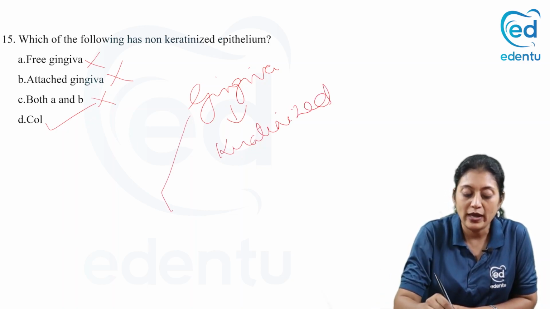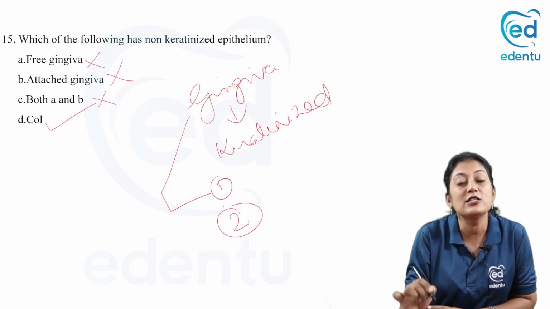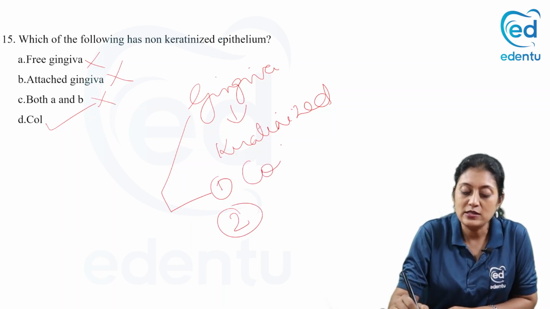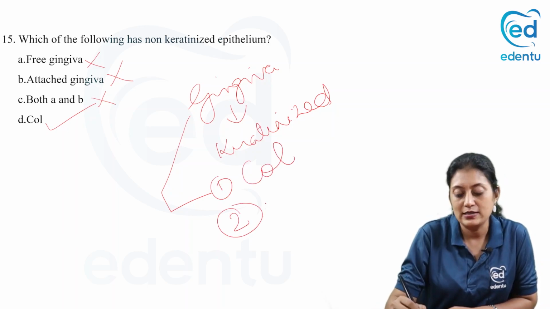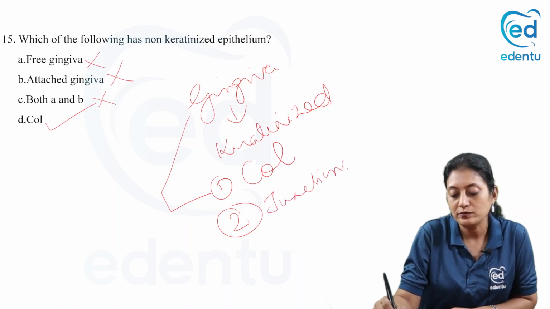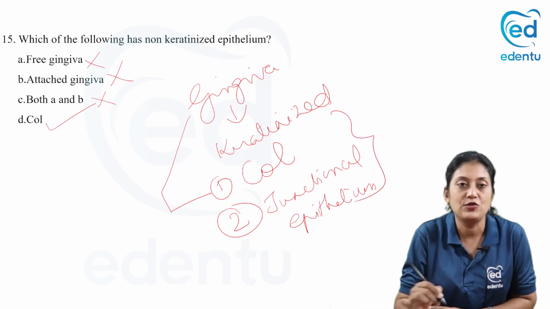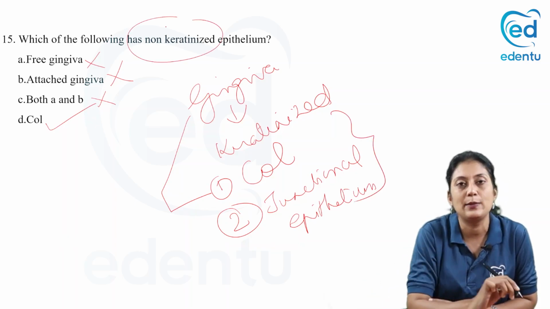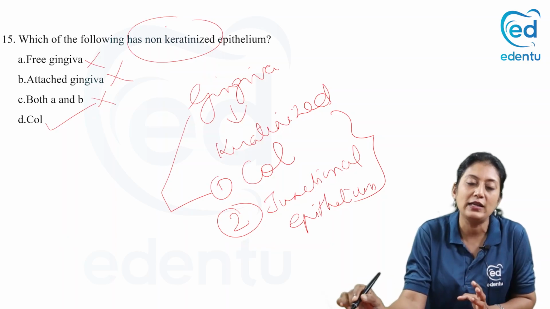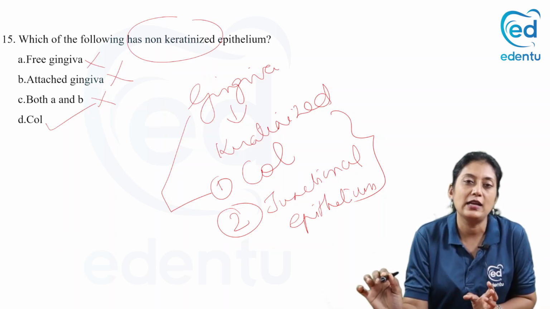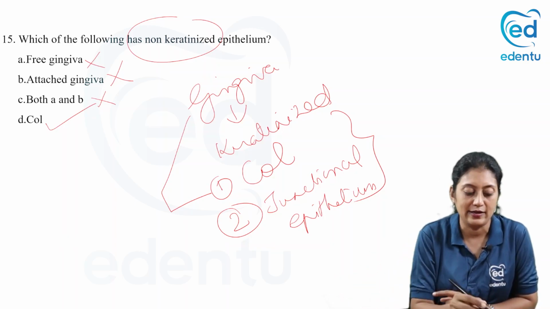But there are two areas of gingiva which appear non-keratinized. One is the col area, second one is the junctional epithelium. So, junctional epithelium and col are two areas of gingiva which have non-keratinized epithelium, whereas the other areas, completely free gingiva, attached gingiva, interdental papilla, any parts of the gingiva, are keratinized.